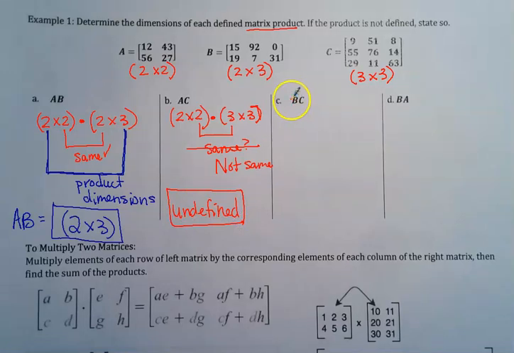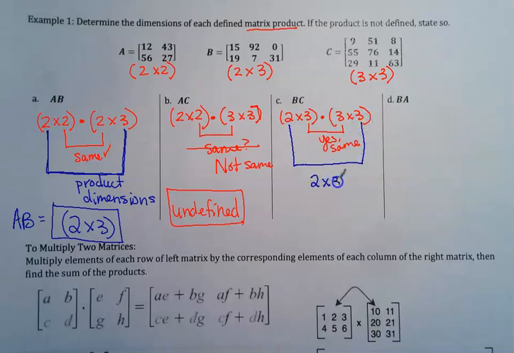In C, we're going to multiply B times C. So we're going to have a 2 by 3 matrix times a 3 by 3 matrix. Are our inside numbers the same? Yes, they're the same. So our product dimensions are a 2 by 3. So BC is going to equal a 2 by 3 matrix. However you want to write that in there is fine.